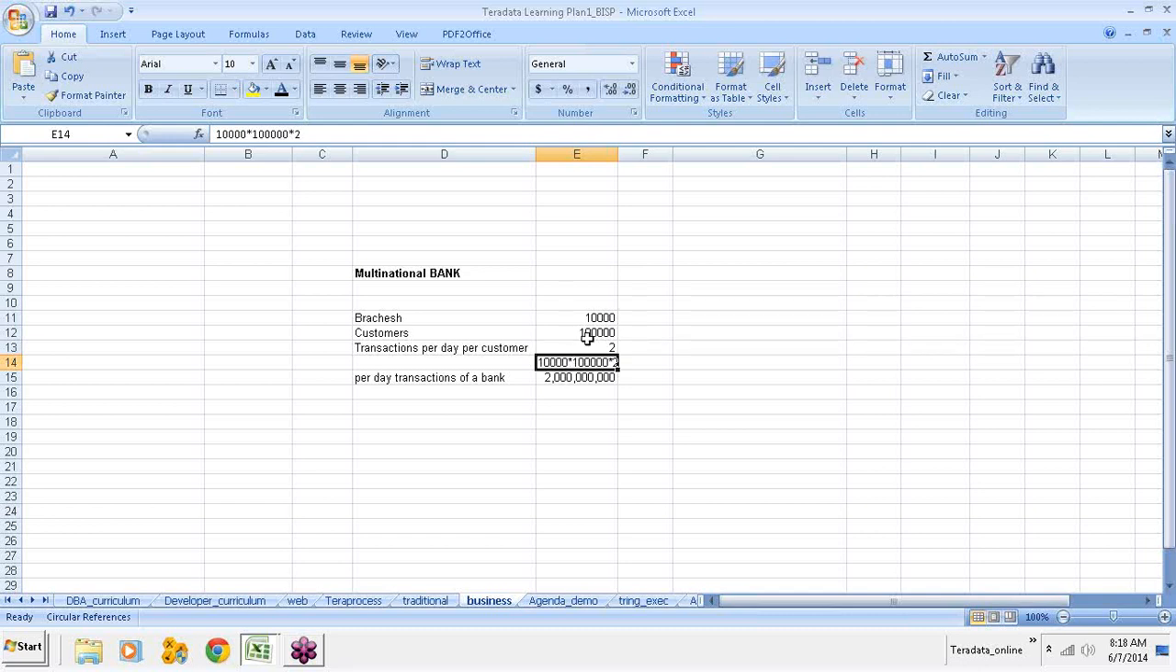It is a simple calculation that 10,000 branches multiplied by 1 lakh customers each multiplied by 2 transactions per day, right? It's nothing but 2 billion transactions. So each bank has 2 billion transactions per day. So when we have 2 billion transactions, how many data records are impacted at the back end of the bank's database? Right? Minimum of 2 billion, and it could be more than 2 billion also, right? Because some transactions may be impacting more than 1 data record.